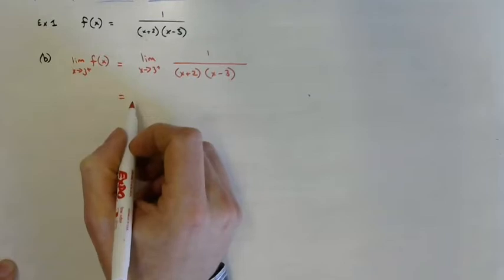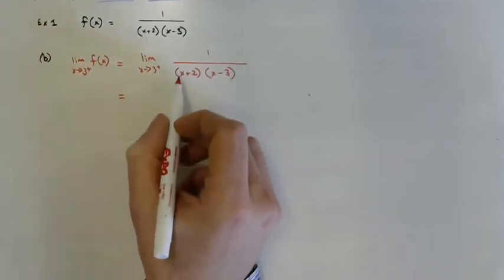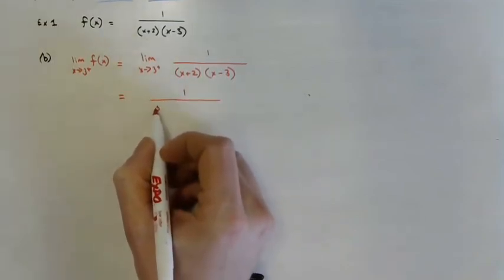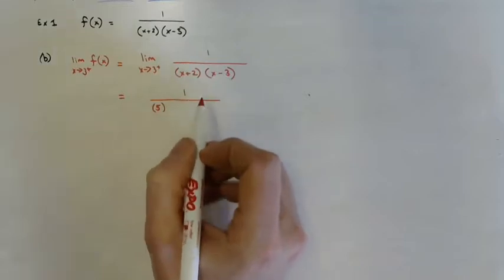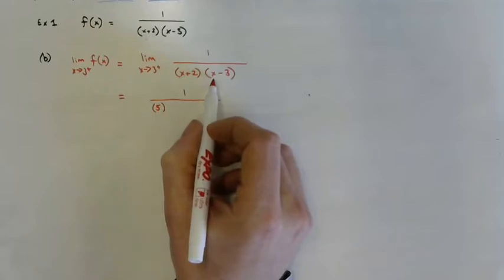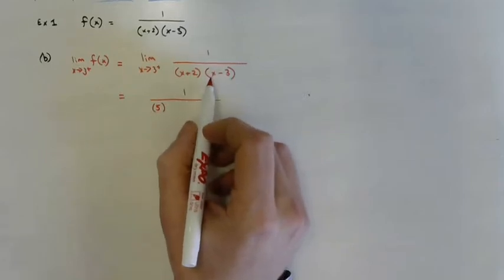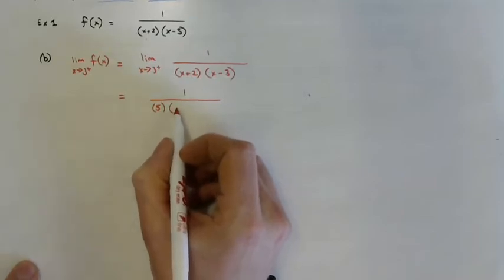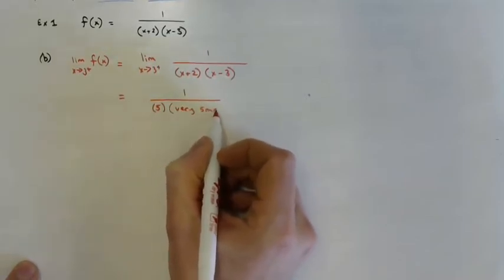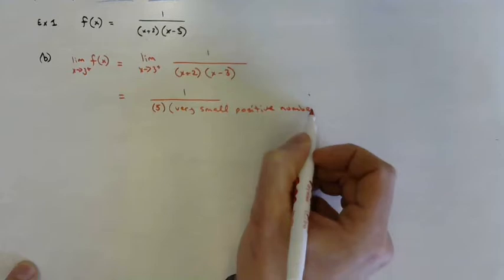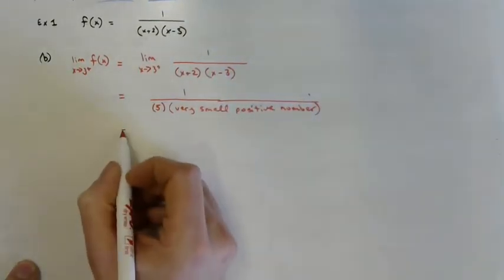And this time when we do it, we sub in 3, or a number infinitely close to 3. We end up with 1 in the numerator. We end up with 5 in the first bracket, 3 plus 2. And in the second bracket, we get a number that is infinitely close to 3, but approaching it from the right. So it's positive, it's greater than 3, approaching 3. So we're going to get an infinitely small number, but it's going to be positive. Very small positive number. So this bracket becomes a very small positive number.